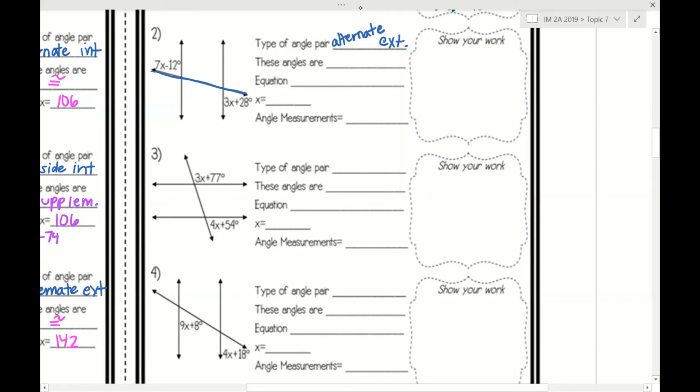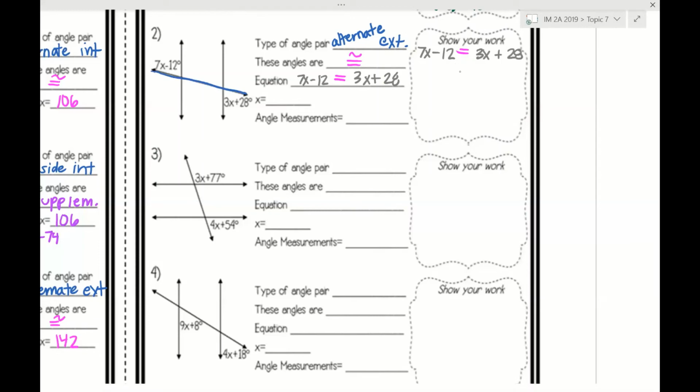Alternate exterior angles are congruent angles. And so when angles are congruent, that means I'm going to take them and set them equal to one another. So that means that I have 7x minus 12 is equal to 3x plus 28. I don't have any like terms, so I'll just copy this equation back down. I'm going to make sure it works and do the first step in the box.